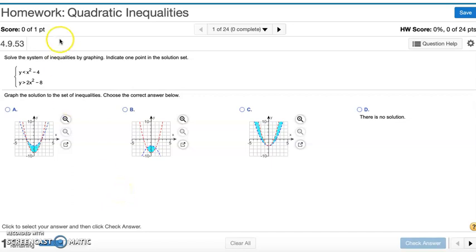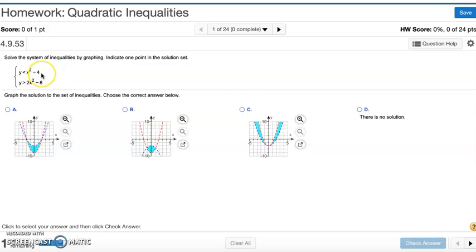Quadratic inequalities. Number 1. Solve the system of inequalities by graphing. Then indicate one point in the solution set. Looking at both inequalities, neither one of them has a negative in front. That means they're both opening upwards, so it cannot be B. So it has to be either A or C.